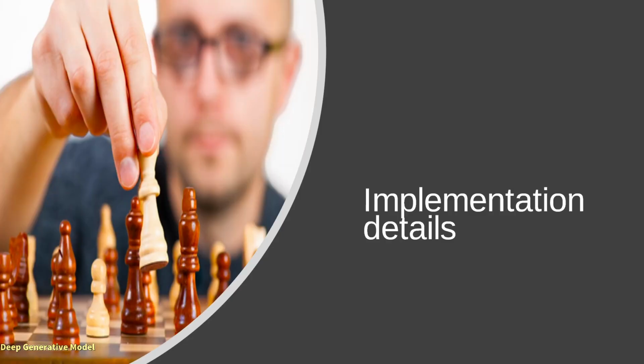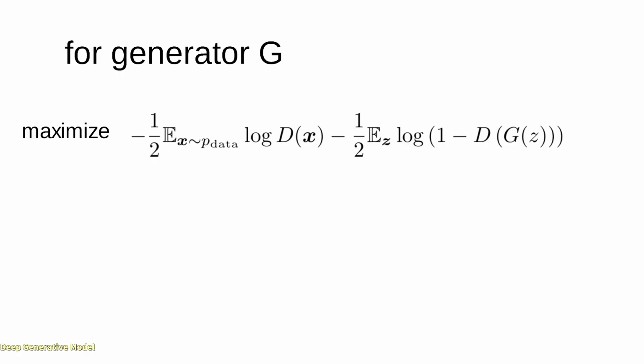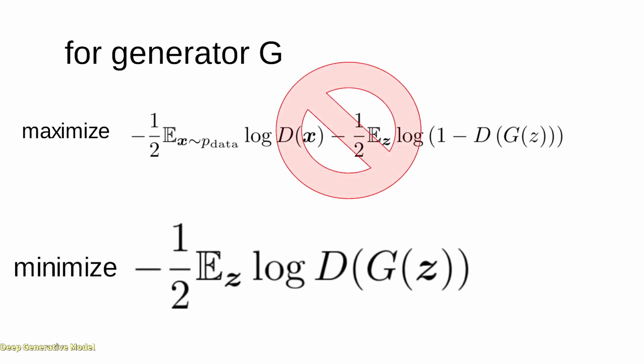So let's see some implementation details. First, for the generator, you are using a different loss function. So this one is the original one, whereas in the theoretical one, we are going to maximize this loss. However, in practice, you are not doing so. You are using this one instead. You minimize this loss.